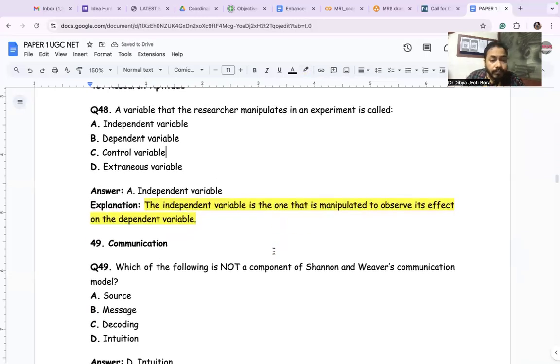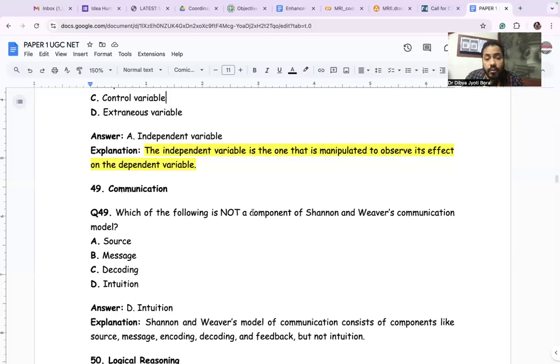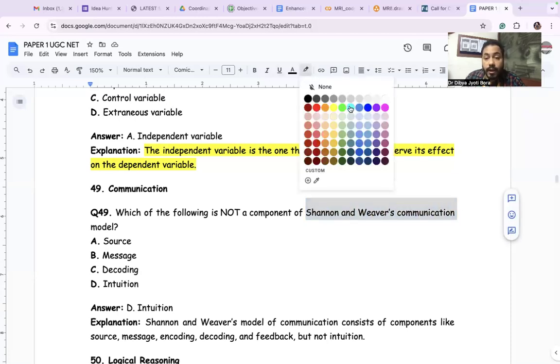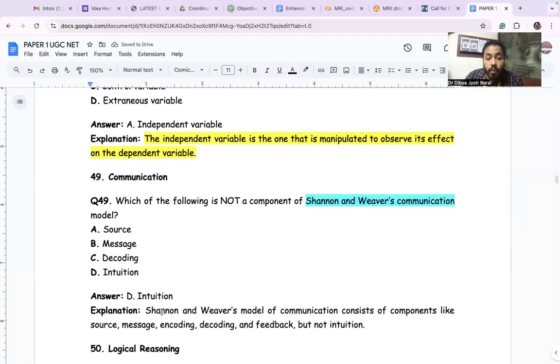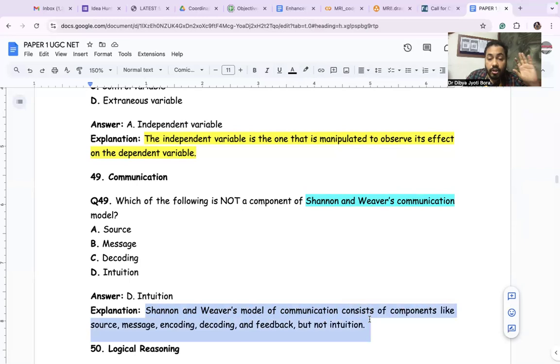Next thing is that which of the following is not a component of Shannon and Weaver's communication? ये टर्म जो है Shannon and Weaver communication, very important term. Let me highlight it for you. ठीक है, तो इसका मतलब क्या है? Shannon and Weaver's model of communication consists of components like source रहेगा, source से message जाएगा, encoding होगा, then decoding होगा रिसीवर साइड में, then feedback.